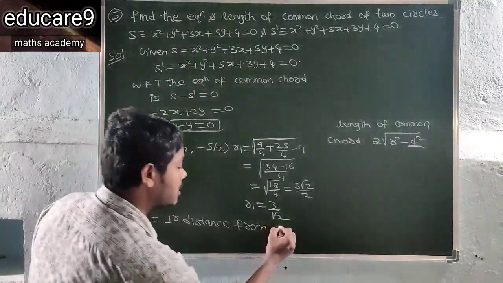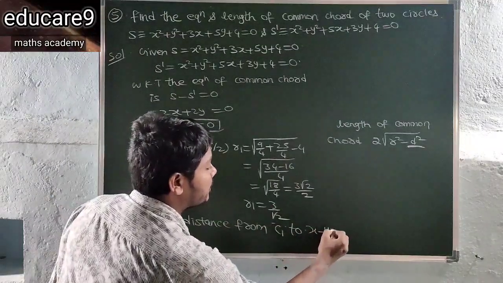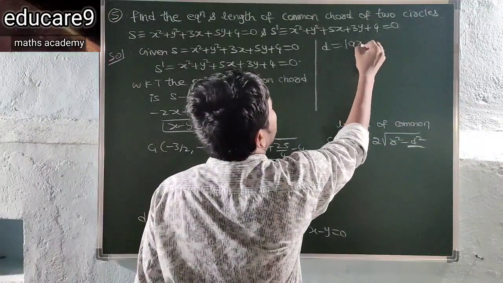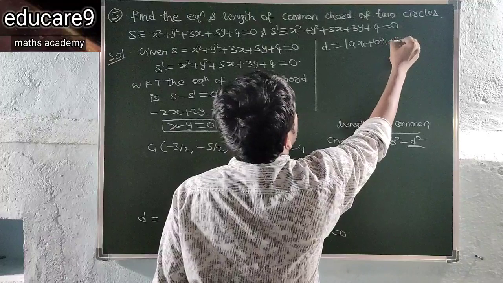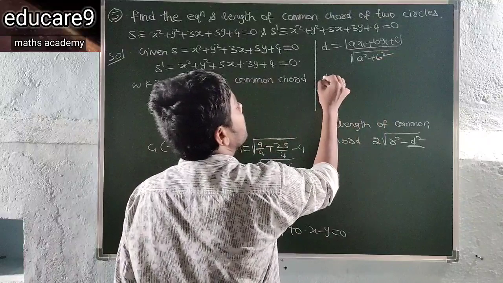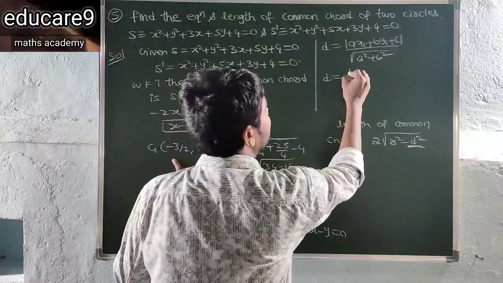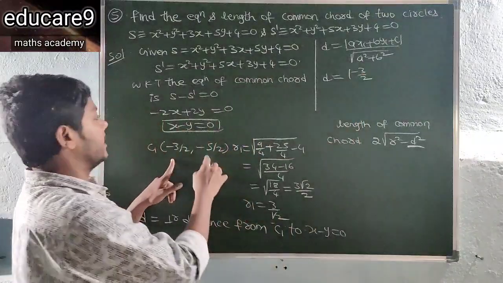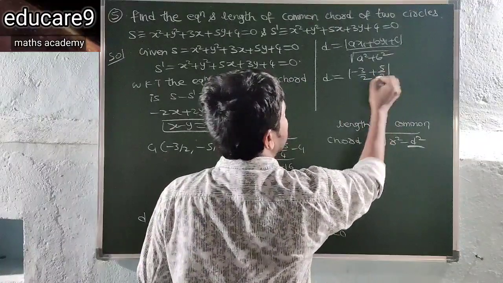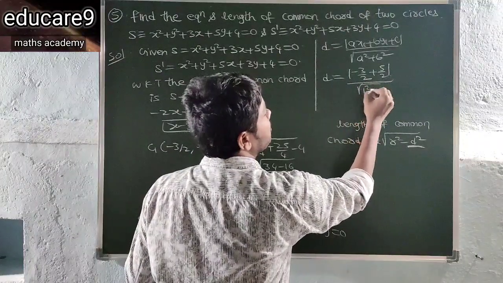Here take C1 to x minus y equals 0. See here, D is equal to modulus of ax1 plus by1 plus c, divided by under root of a square plus b square. Therefore D is equal to ax1, that is 1 into minus 3 by 2, so you will get minus 3 by 2, and minus 1 into minus 5 by 2, that is plus 5 by 2. So divide by square root of a square plus b square, that is 1 square plus 1 square.